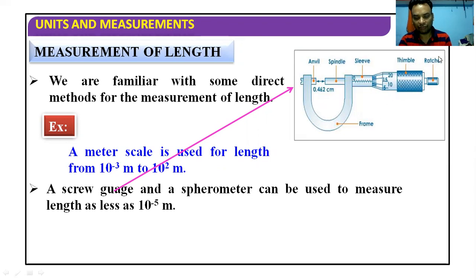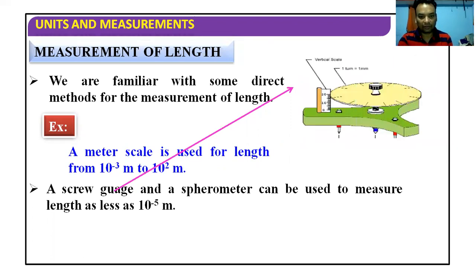I am just giving a very brief introduction of the screw gauge, but in our coming lecture, we will discuss the screw gauge in detail. So the object whose size is to be measured is placed in this gap, and this is called anvil. Anvil is fixed. Spindle is movable. Sleeve of the screw gauge, thimble of the screw gauge, and this is called ratchet of the screw gauge. And this U shape is called the frame of the screw gauge. The object whose size is to be measured is kept between the anvil and the spindle.